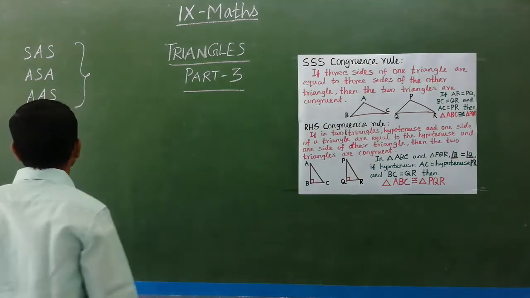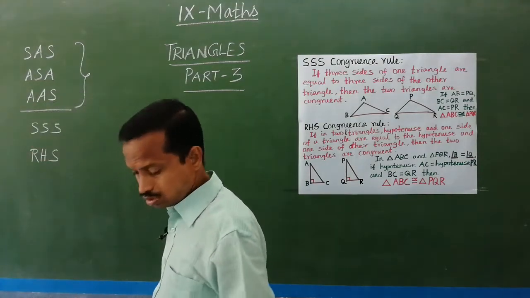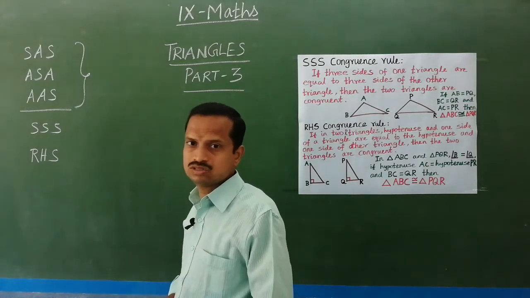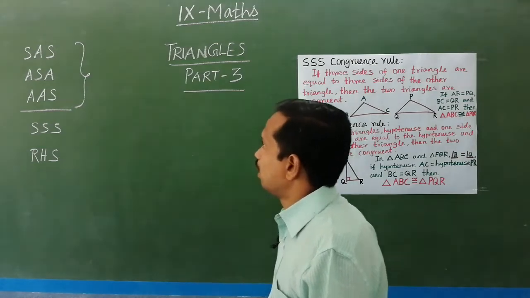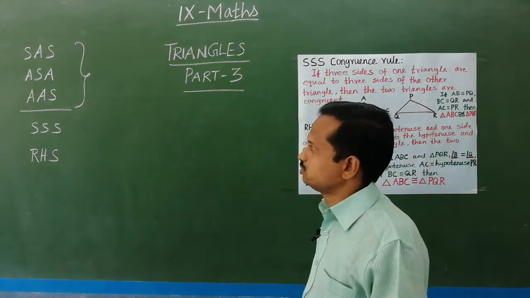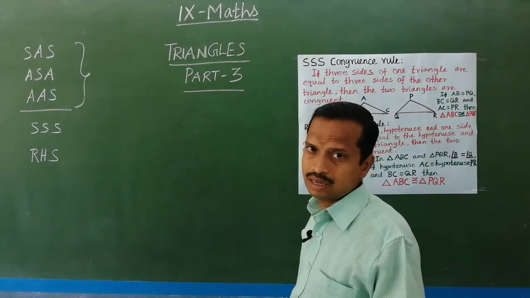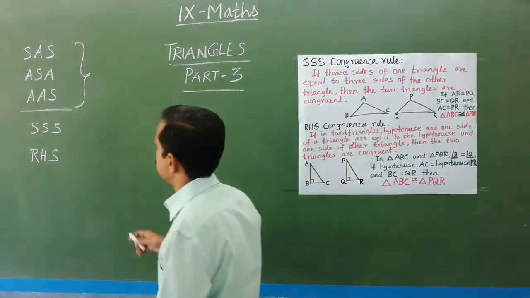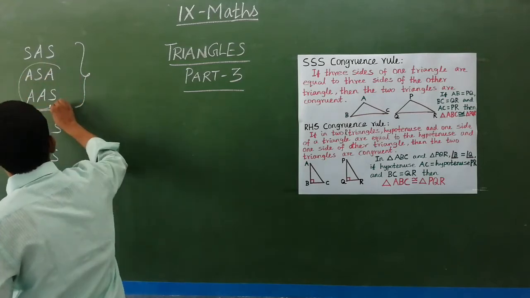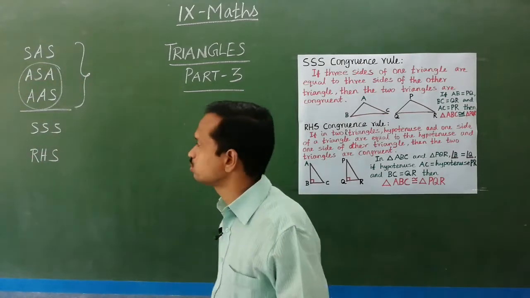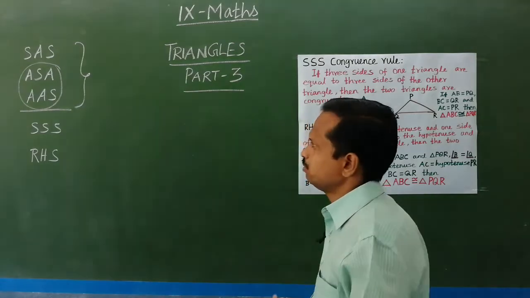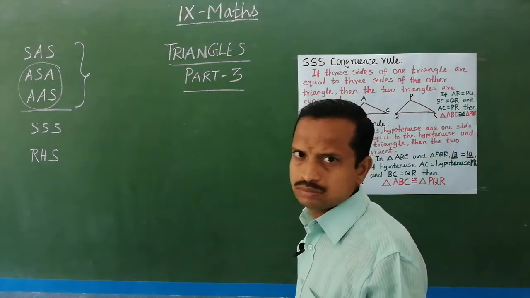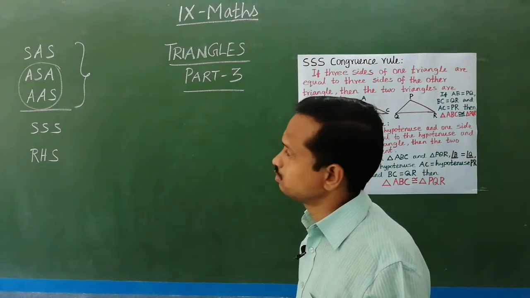First, SAS. You know what is SAS? Side, angle, side. Okay. And then ASA, angle, side, angle. And then AAS. So these two rules, congruence rules, are the same, but the difference is the side is not included between the two angles.